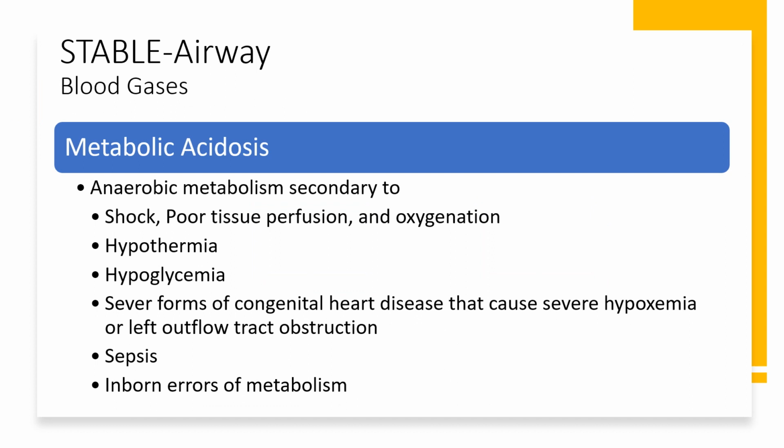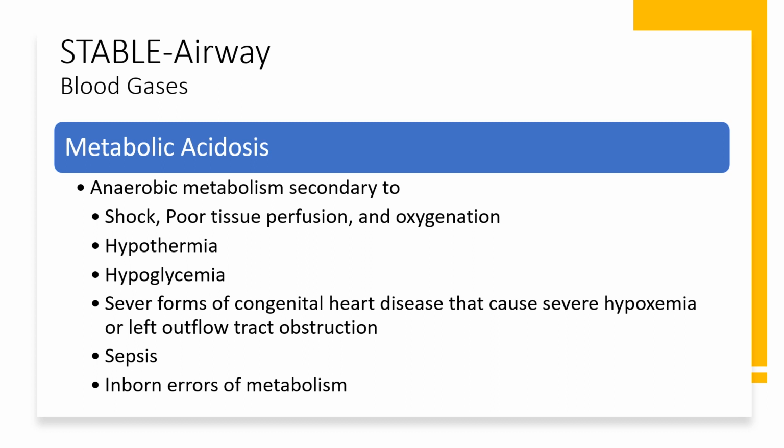Metabolic acidosis. You guys should know generally how this works, but just to review, anaerobic metabolism secondary to shock, poor tissue perfusion, or oxygenation. Anytime that we have to start doing resuscitation, or that they're not perfusing well, we know that they can be in a state of anaerobic metabolism just due to circulation issues going on. Hypothermia and hypoglycemia can both cause this as well.